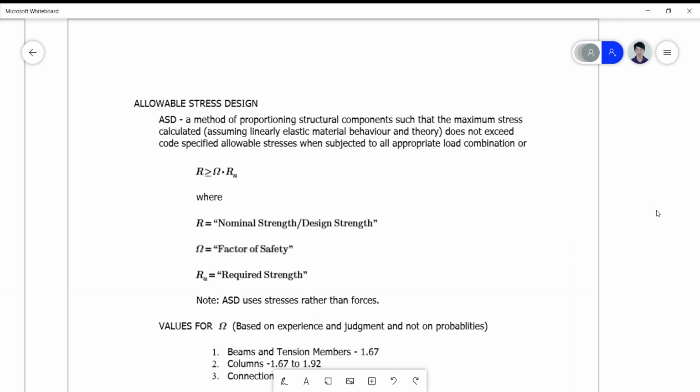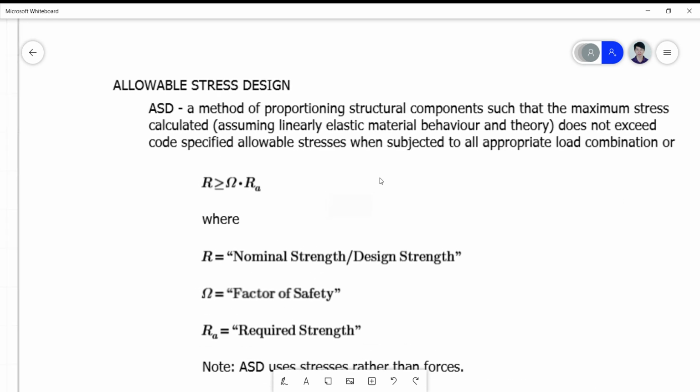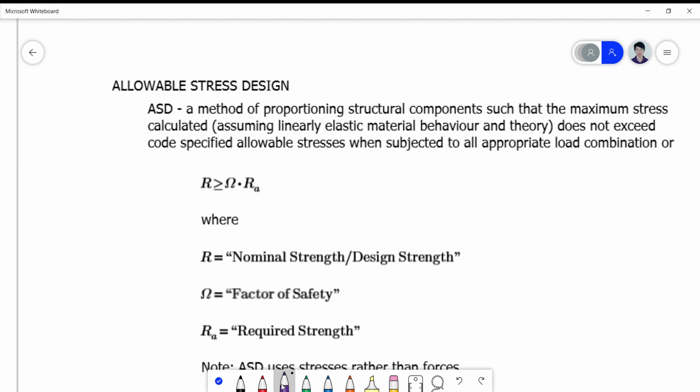So basically ASD works on the premise of specifying the allowable stresses. That's why it's called an allowable stress design, because again, from the word itself, the allowable stress is just specified. So who specifies the allowable stress? The code will take care of it.